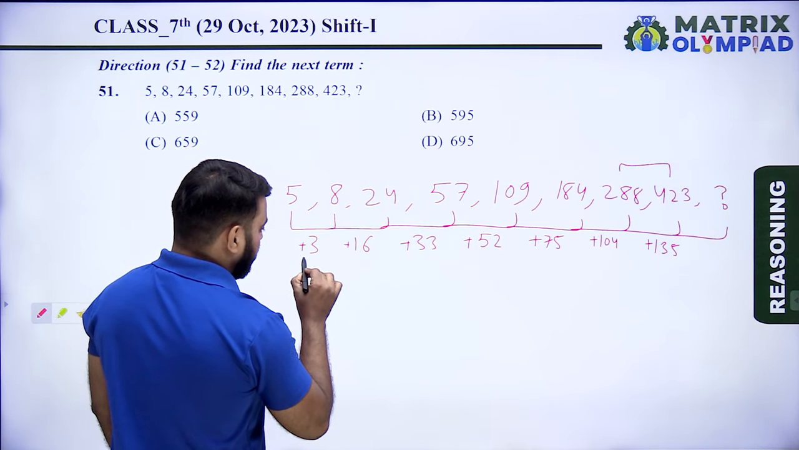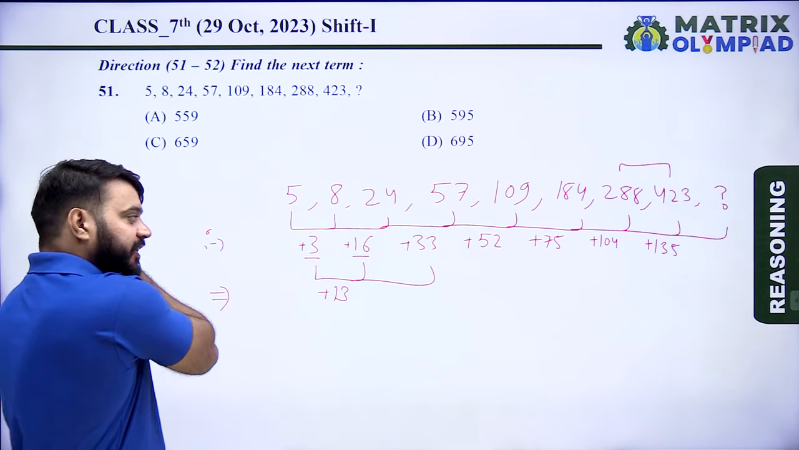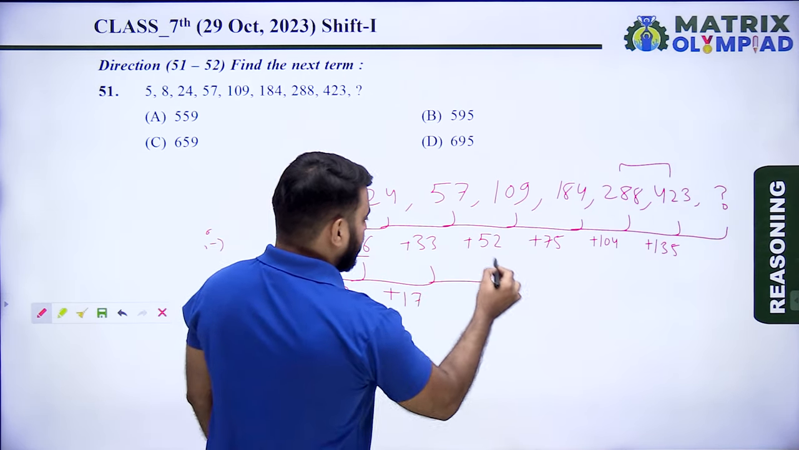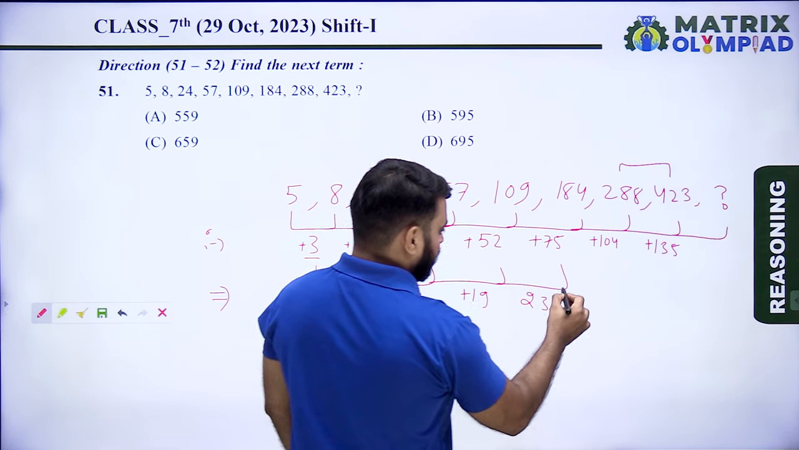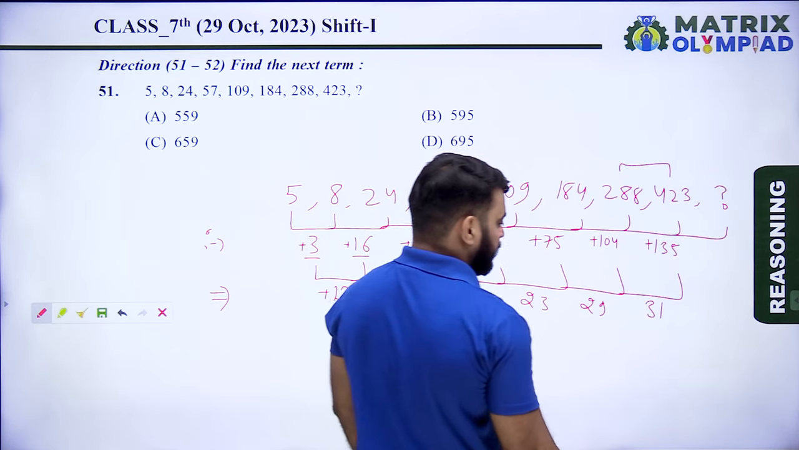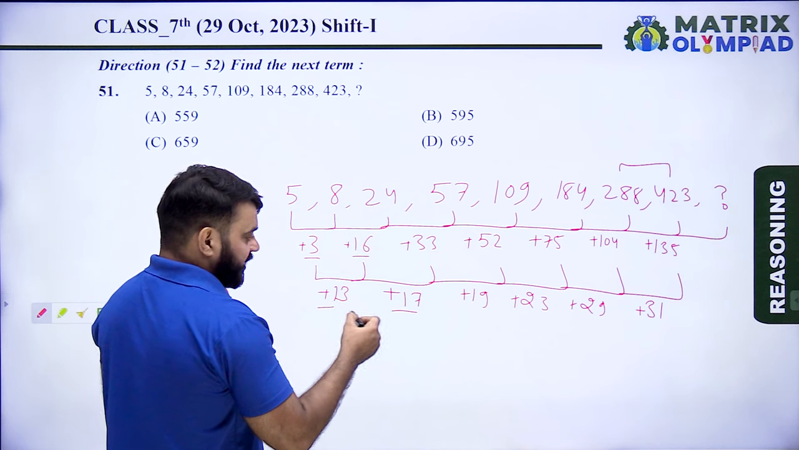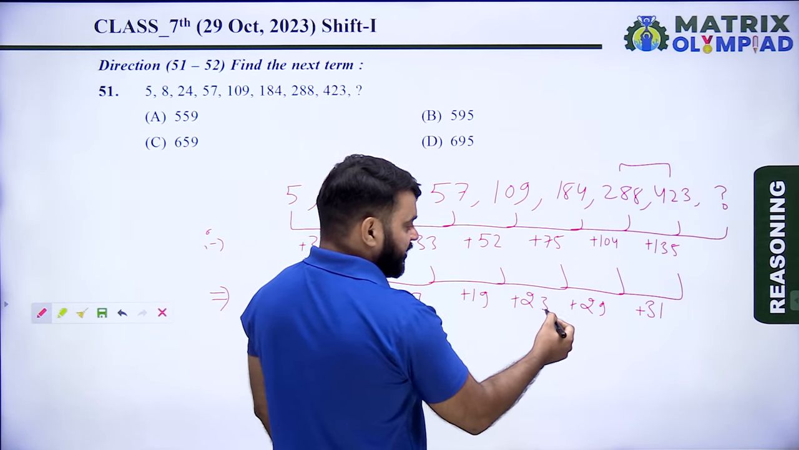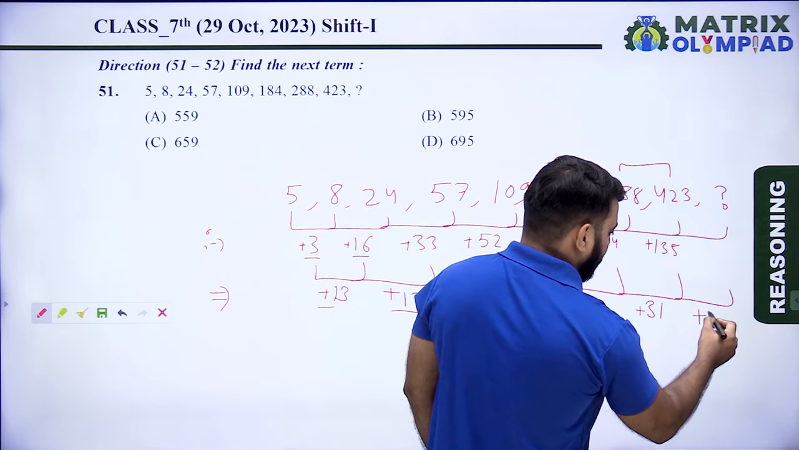So find the difference between 3 and 16. So difference between 3 and 16 is 13. Now find the difference between 16 and 33, so it is 17. Now next difference is 19. Again next difference is 23. Now next difference is 29. Now next difference is 31. This is the prime number sequence. After 13, next prime number is 17. After 17, next prime number is 19. After 19, next prime number is 23. After 23, next prime number is 29. After 29, next prime number is 31. After 31, next prime number is 37.